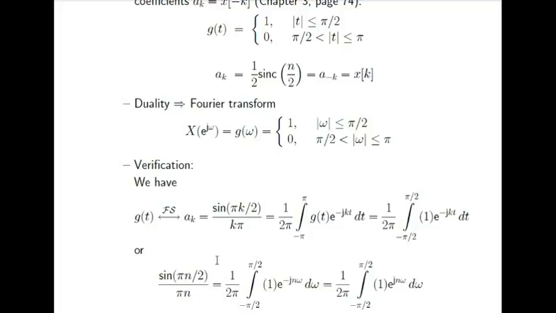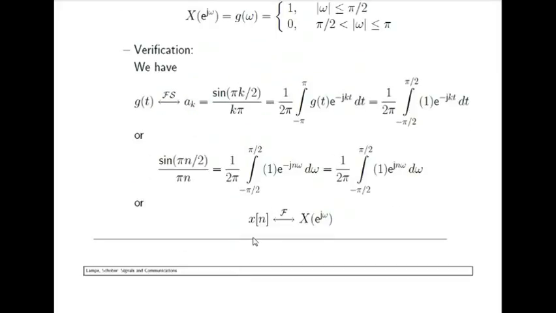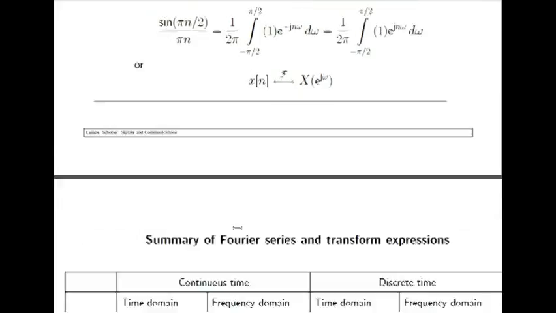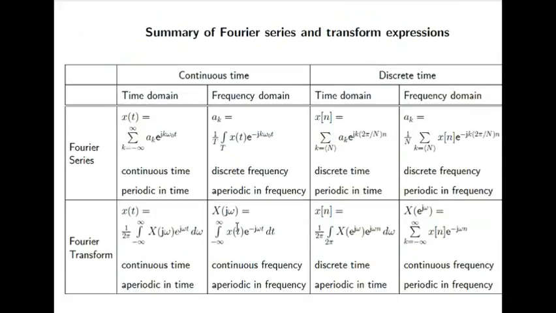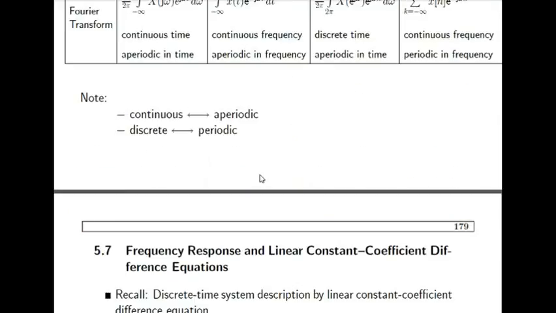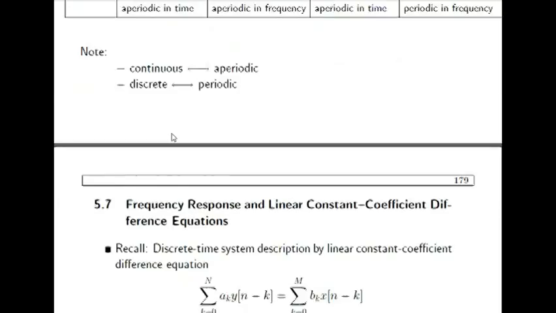Okay, after I solve this equation, I'll get the desired result. This states that x(n) has Fourier transform x(e^{jω}). So this is the summary of Fourier series and transform expressions. This is for continuous time and this is for discrete time. You need to keep one thing in mind: continuous is aperiodic and discrete is periodic.